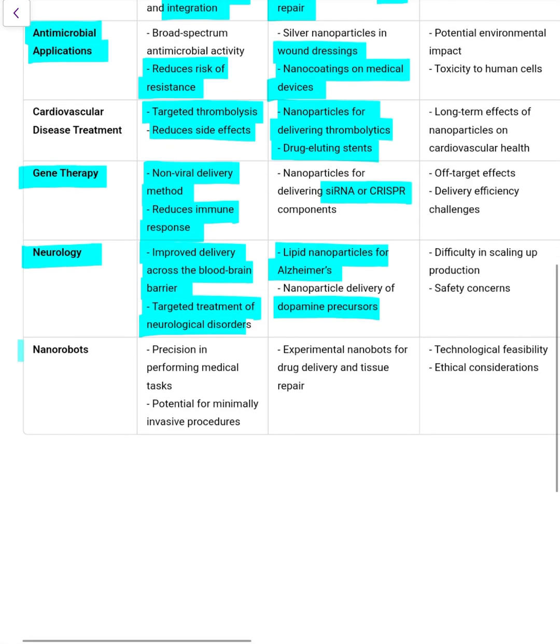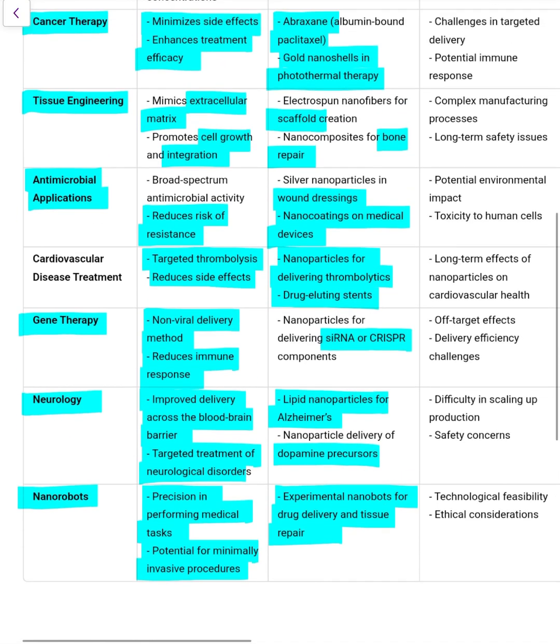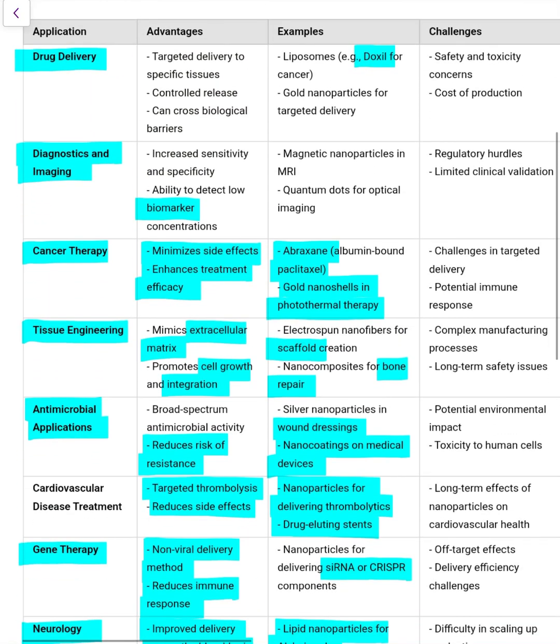Next, the last one, nanorobots. It has precision in performing medical tasks and potential for minimally invasive procedures. For example, there are experimental nanobots for drug delivery and tissue repair. So this is emerging science. Still, there is a lot of research going on.